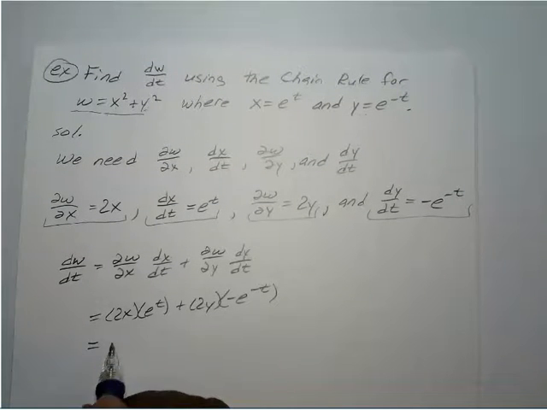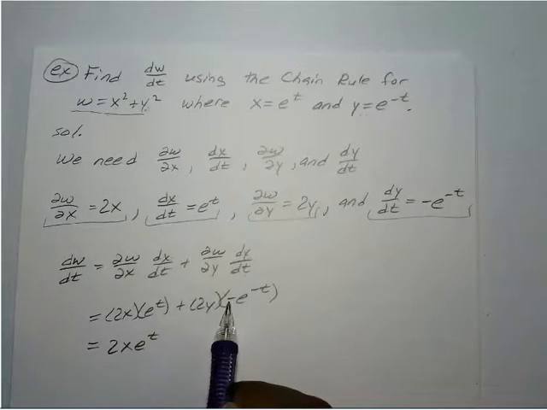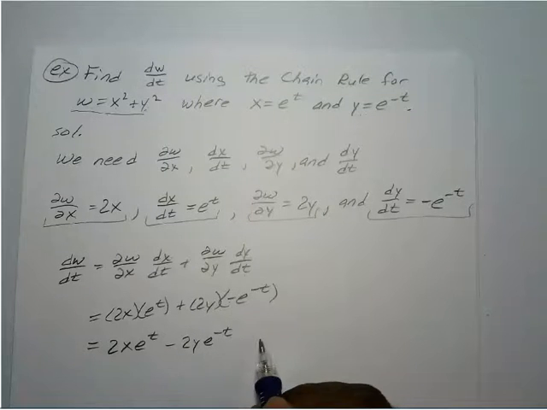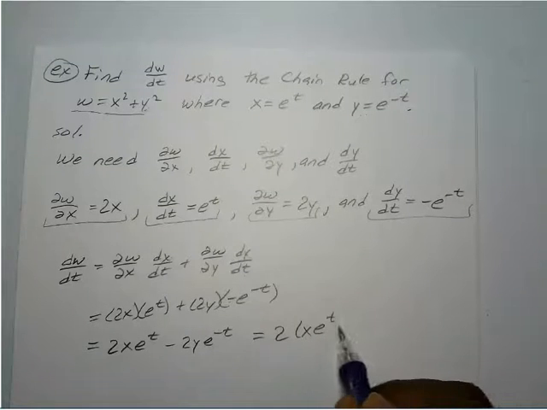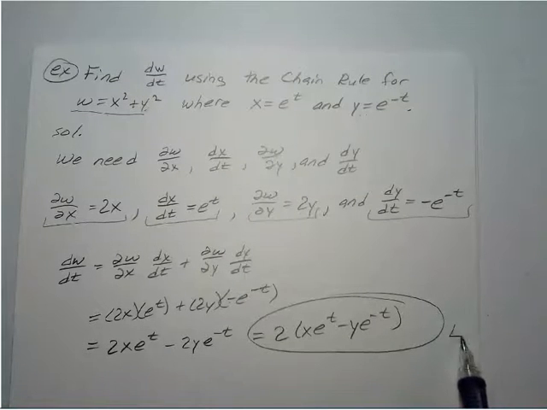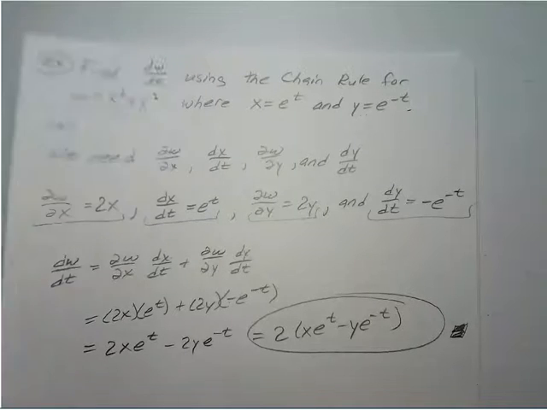Okay, so that's going to equal 2x times e to the power of t. And since that's a negative, we can just make that a minus 2y e to the negative t. Or you can just factor out a 2: 2 times (x e to the t minus y e to the negative t). Okay, so that would be your answer. All right, so if you are still writing, feel free to press pause, but we're going to go ahead and go to our next example.